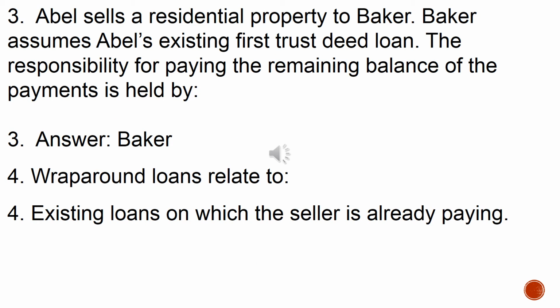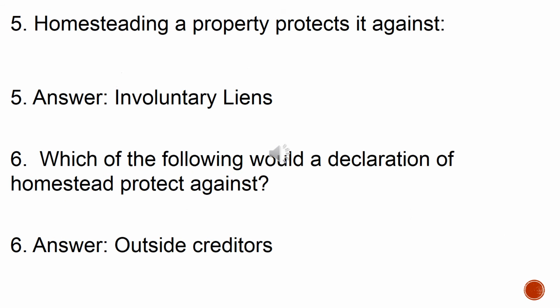Question number 3. Abel sells a residential property to Baker. Baker assumes Abel's existing first trust deed loan. The responsibility for paying the remaining balance of the payments is held by, answer, Baker. Question number 4. Wraparound loans relate to, answer, existing loans on which the seller is already paying. Question number 5. Homesteading a property protects it against, answer, involuntary liens.